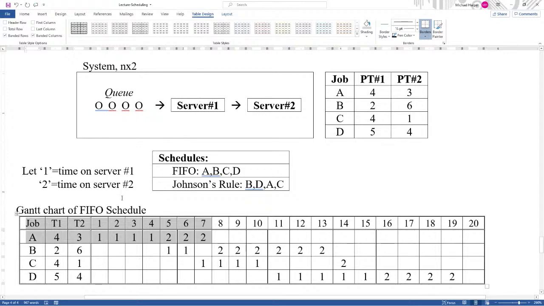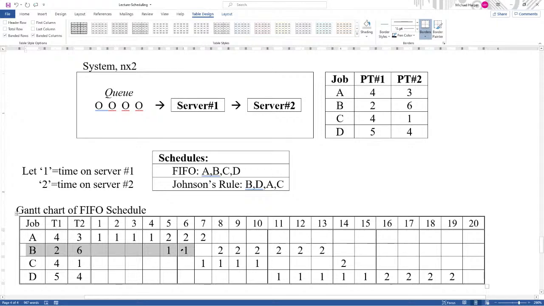Okay, now look at B. There's a rule here: a server can only service 1 job at a time. So B is ready to be serviced for 2 days, but it can't be because server 1 is busy with A. So B has to wait in a queue in front of server 1, waiting 1, 2, 3, 4 days. When server 1 is done, it can process B for 2 days. So I have 1, 2.